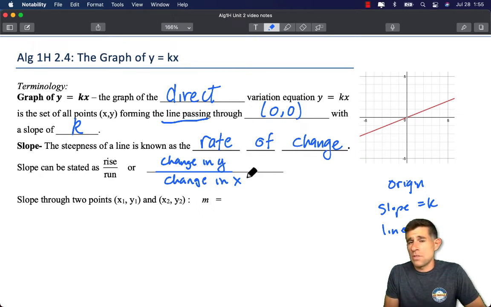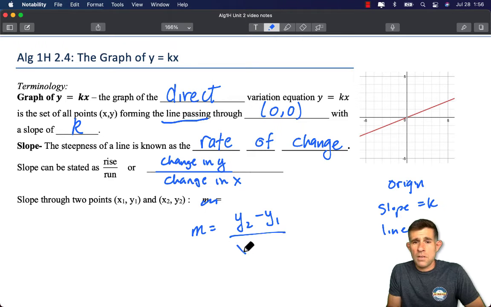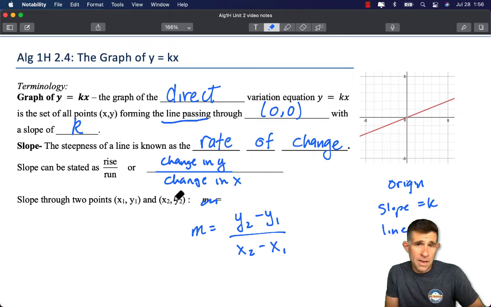Now there is a specific slope formula that goes along with calculating the slope of a line, and it goes like this. m is equal to y sub 2 minus y sub 1 all over x sub 2 minus x sub 1. So when you have the coordinates x1, y1 and x2, y2 that lie on that line, you can find the slope between those 2 points by taking the difference in the y values and dividing it by the difference in the x values.